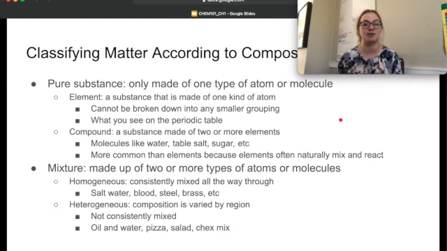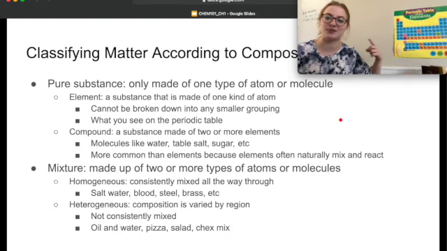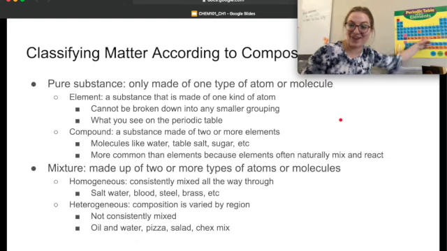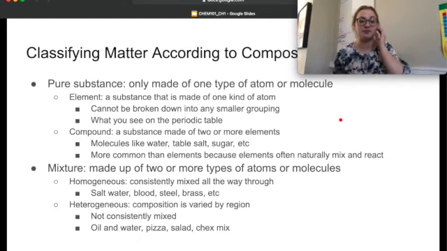Again, pure substances are made up of only one thing, so one type of atom or one type of molecule. If you only have one type of atom, that's an element, right? That's like all these guys here on the periodic table. These are all elements, right? Those are all just one type of atom. They cannot be broken down into any smaller grouping. It's just one type of atom there.